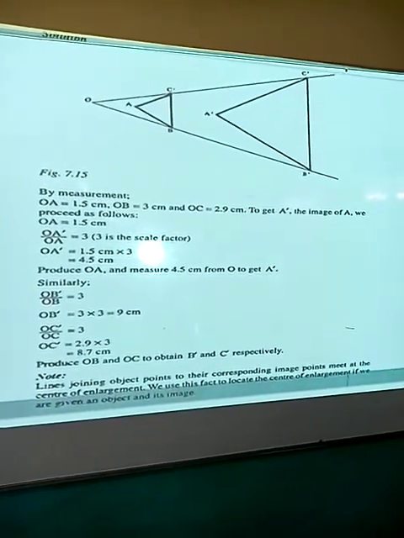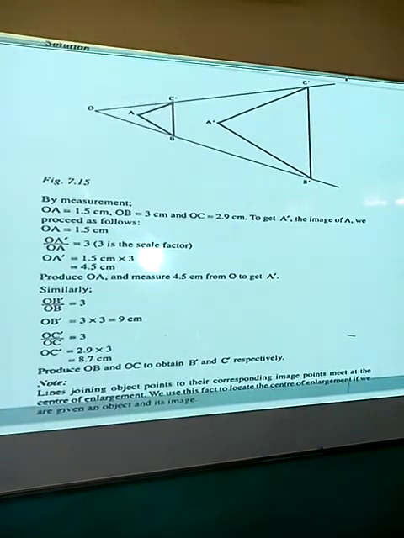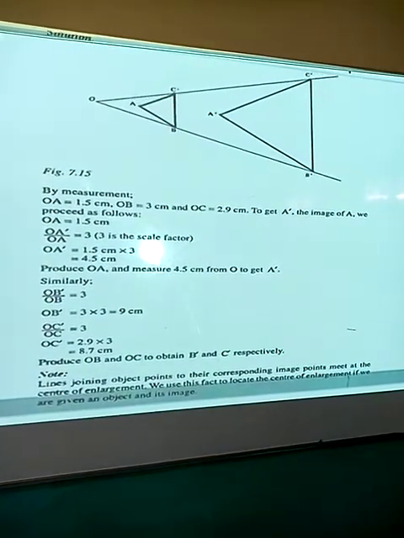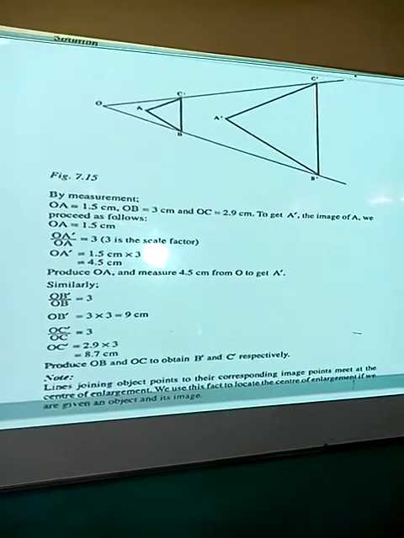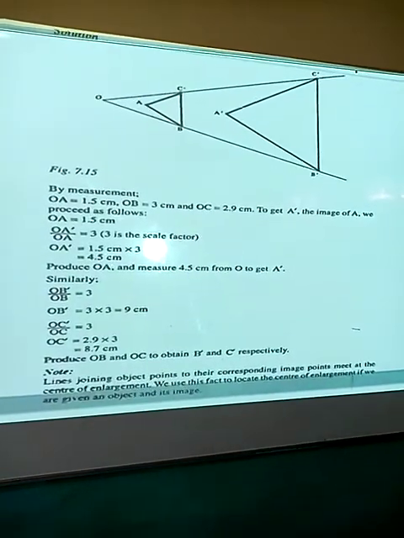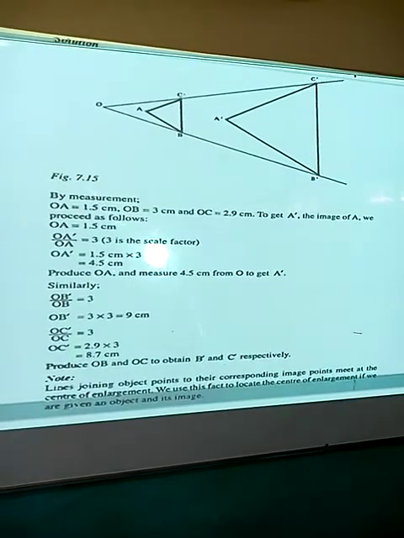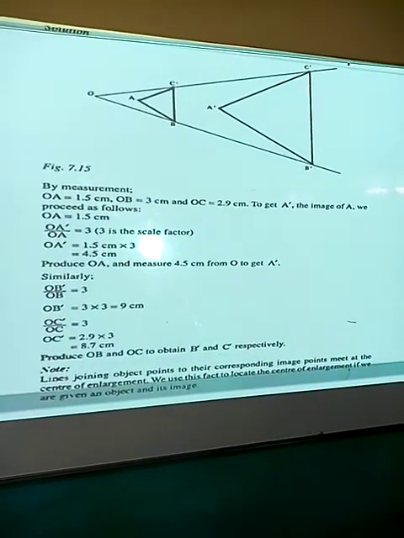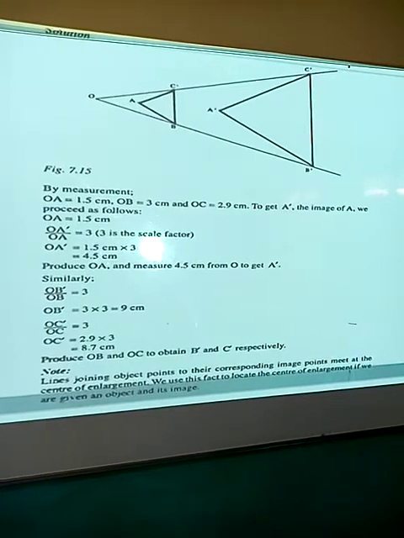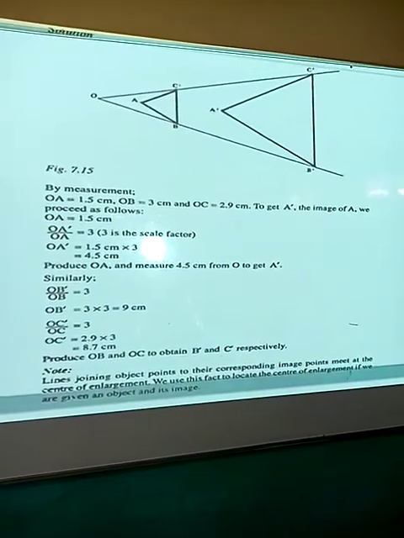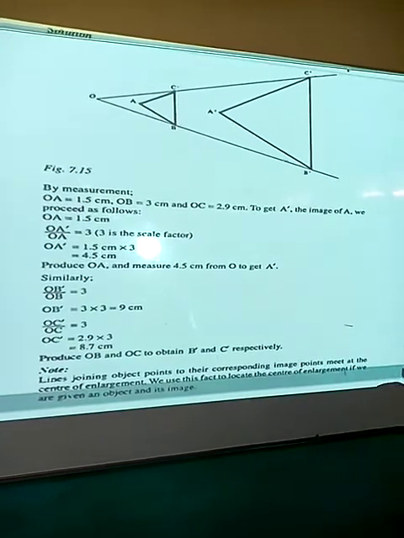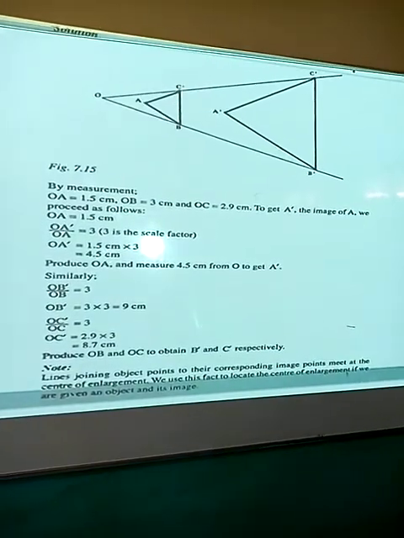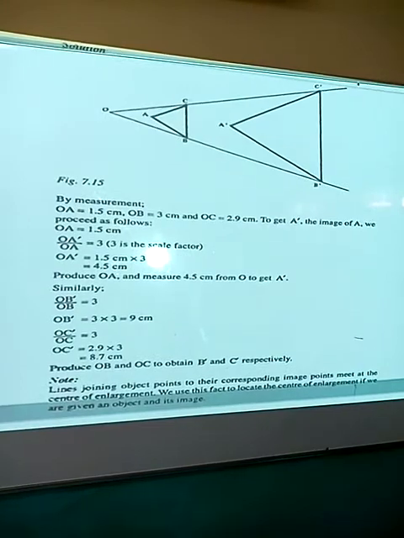Produce OA and measure 4.5 from O to get A prime. That is how we are going to get A prime. How do we get A prime? We produce OA, which is there in the diagram, then we measure 4.5 from O, where O was the center of enlargement.